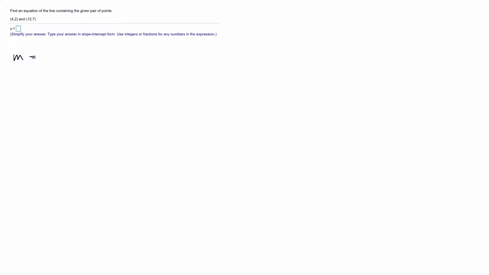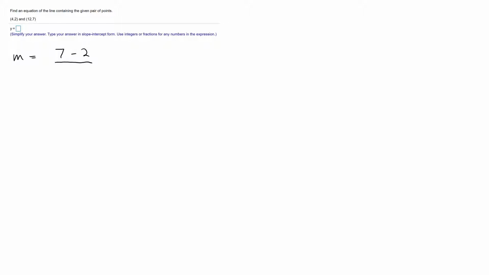The y-coordinates are 2 and 7. It doesn't matter what order I subtract them in. I guess I'll go 7 minus 2. And on the bottom, we have to subtract the x-coordinates. So again, it doesn't matter what order I subtract the y-coordinates in on the top, but whatever order I choose, I need to do the same on the bottom with the x's.